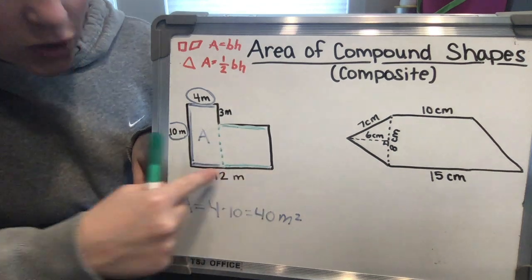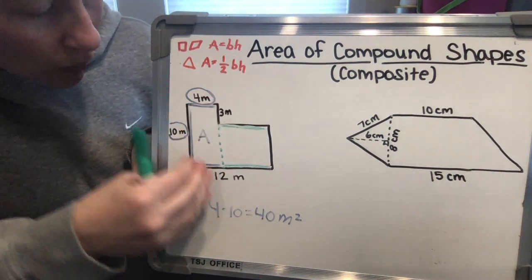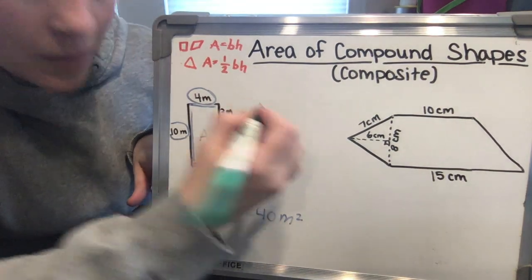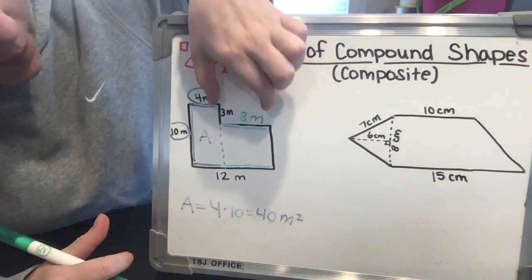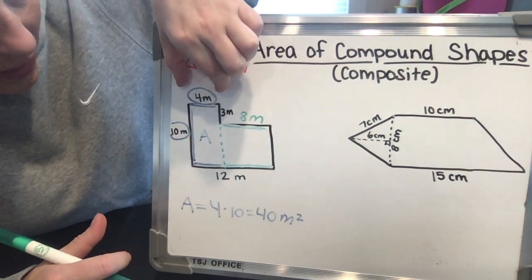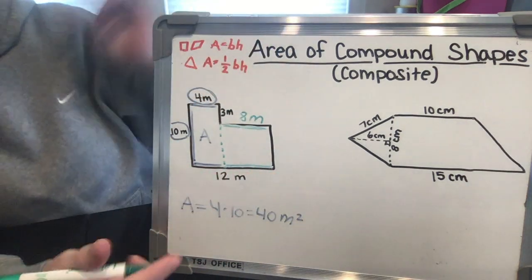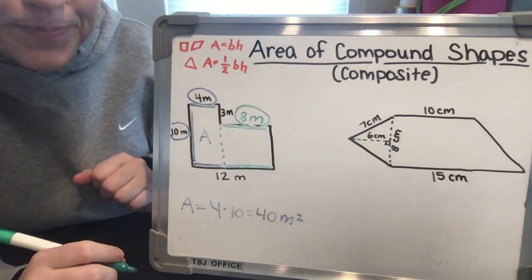So if I do the full 12, minus the 4 that's gone and used, 12 minus 4 means that this must have been 8 meters. And a way to check that is you can put the sides back together. If I put this 8 back together with this 4, it's going to give me the full distance of the shape, which is 12. So I like 8 meters here for my first measurement that I'm going to need.